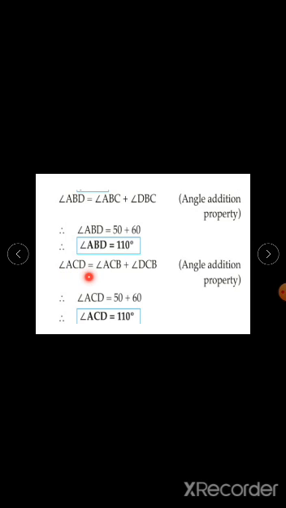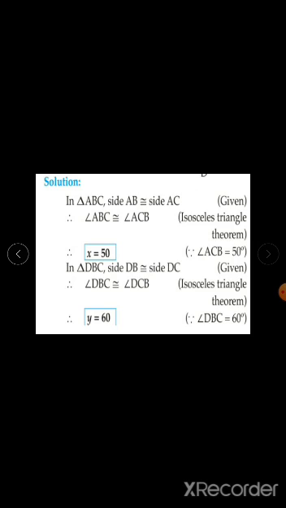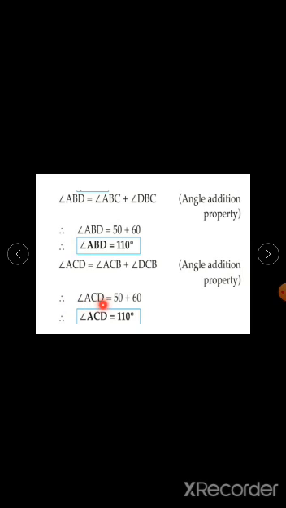Similarly, angle ACD is equal to angle ACB plus angle DCB. Again, the reason is the angle addition property. Substitute angle ACB equal to 50 degrees and angle DCB equal to 60 degrees. Therefore, angle ACD is equal to 50 plus 60, which is 110 degrees.